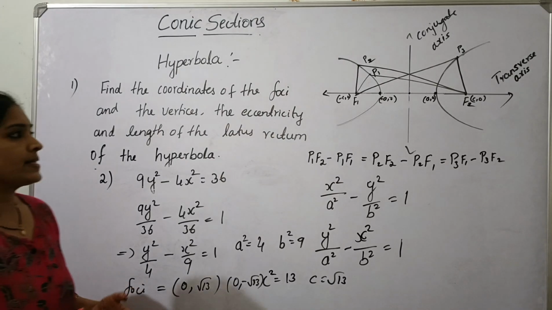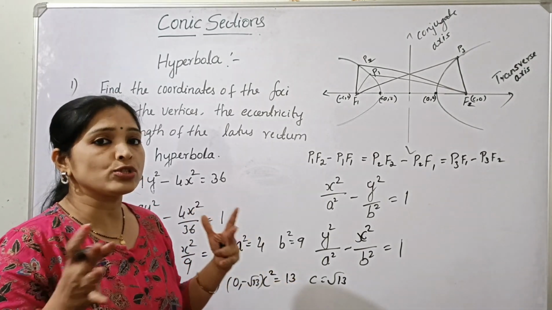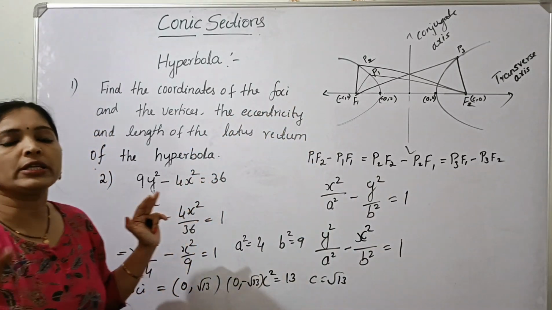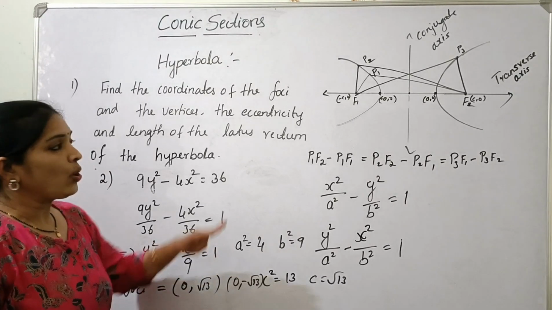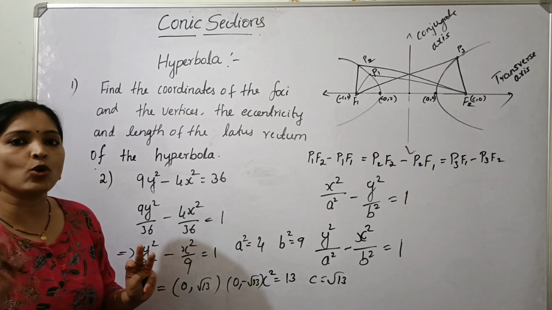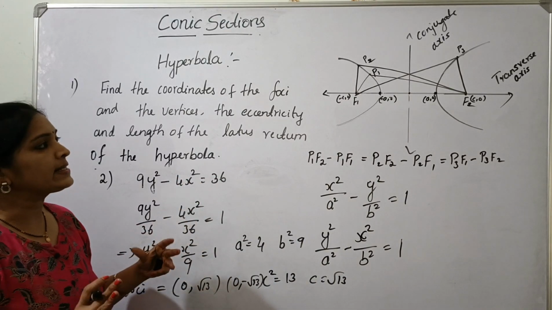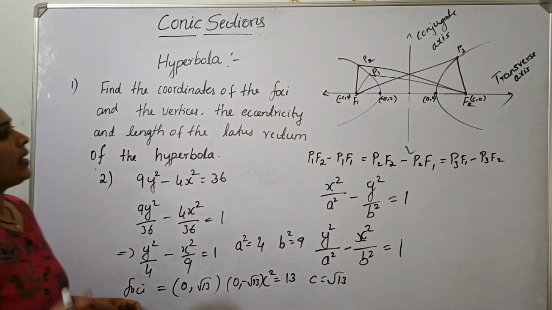Next, the vertices are (0, a), because the hyperbola is along the y-axis. Therefore the vertices are also lying on the y-axis, and the x coordinate value is 0. So (0, a) and (0, minus a), that means (0, 2) and (0, minus 2). The coordinates of the vertices are (0, 2) and (0, minus 2).